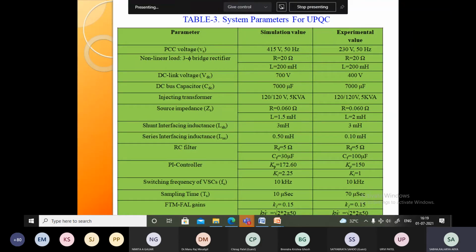The switching frequency you can see, sampling time you can see. Here the sampling time is somewhat higher, that depends upon the processor. KP, KI gain you can see, how much shunt inductor we need, how much series we need, receiving voltage, receiving capacitor, those we have.